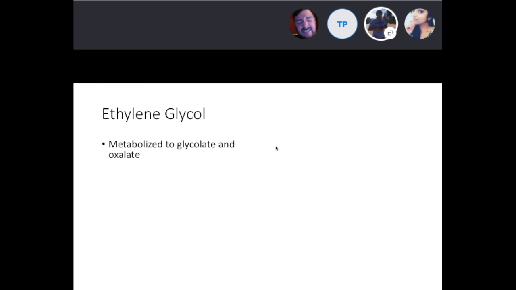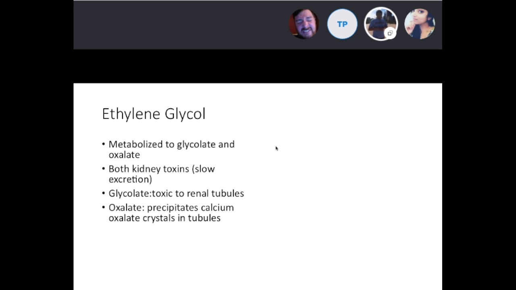Ethylene glycol metabolizes to glycolate and oxalate, and both are kidney toxins. They both have slow excretion in the kidneys. The glycolate is toxic to the renal tubules, while oxalate is the thing that causes kidney stones, calcium oxalate crystals. It's also found in antifreeze, solvents, and cleaners.